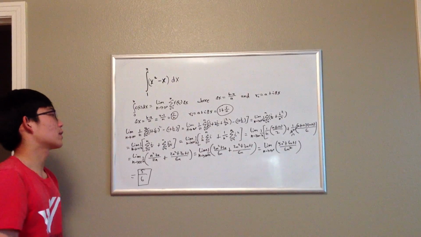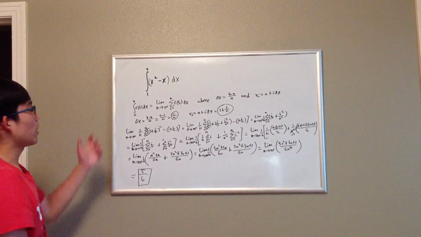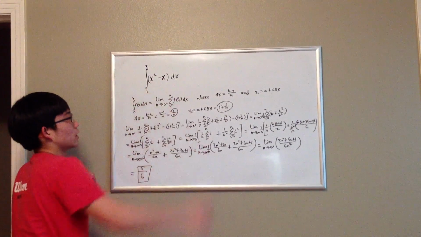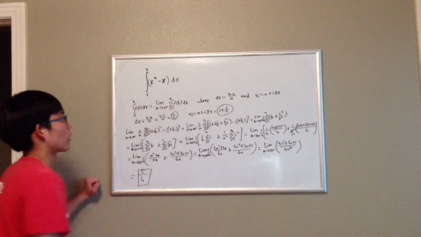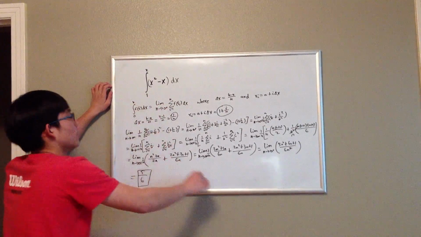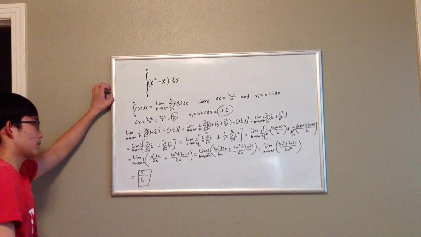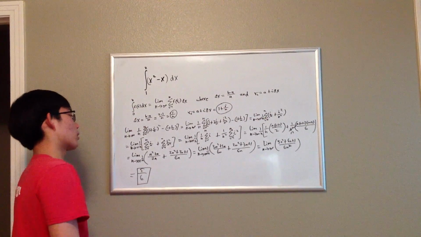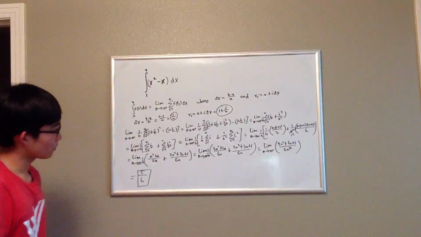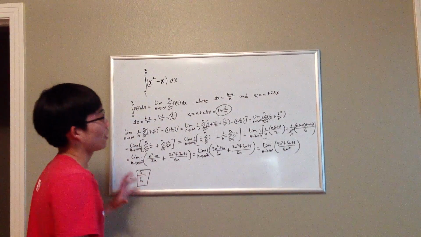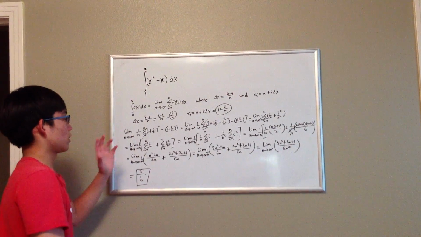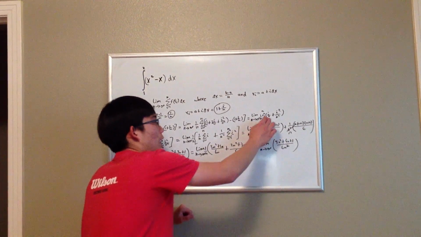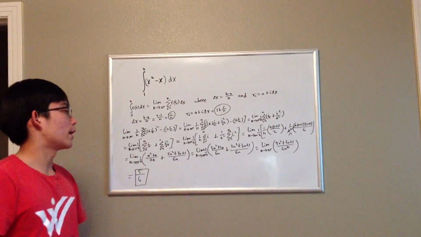And to figure out f of xi, every time we see x, we're just going to plug in xi instead. So when we see x squared, it's going to be (1 plus i over n) squared. When we see minus x, it's going to be minus (1 plus i over n). So our f of xi is (1 plus i over n) squared minus (1 plus i over n). And from here, we use simple algebra to expand this and then solve it out. And then we end up with the sum of i over n plus i squared over n squared.